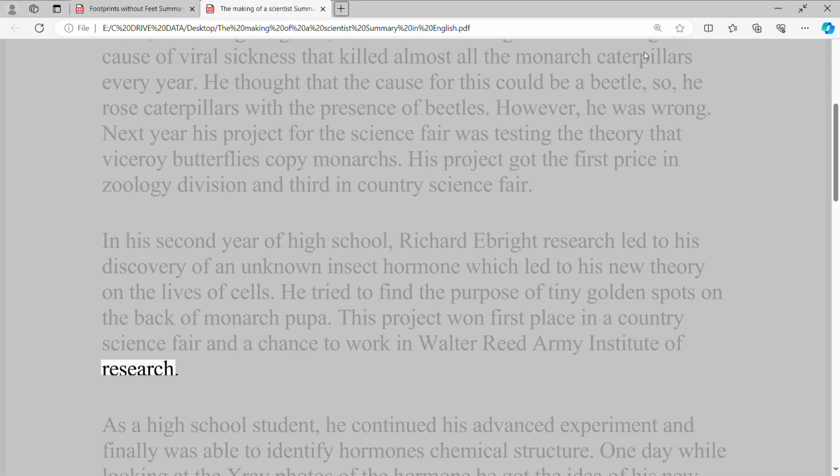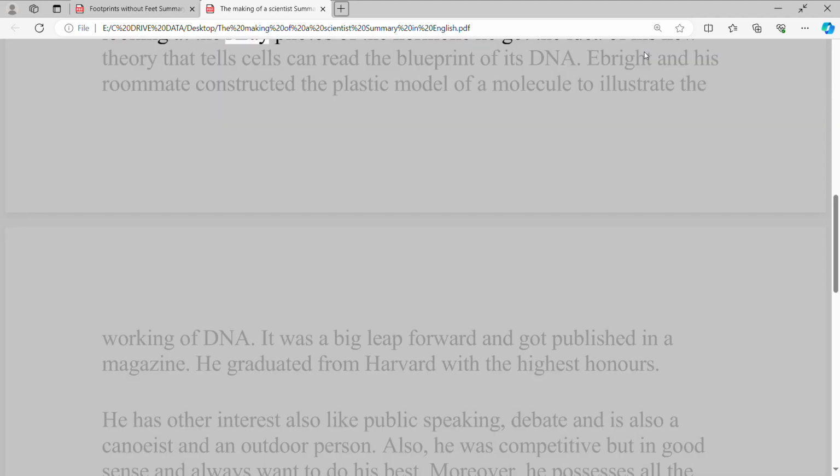As a high school student, he continued his advanced experiments and finally was able to identify the hormone's chemical structure. One day while looking at the X-ray photos of the hormone, he got the idea of his new theory that tells cells can read the blueprint of their DNA.